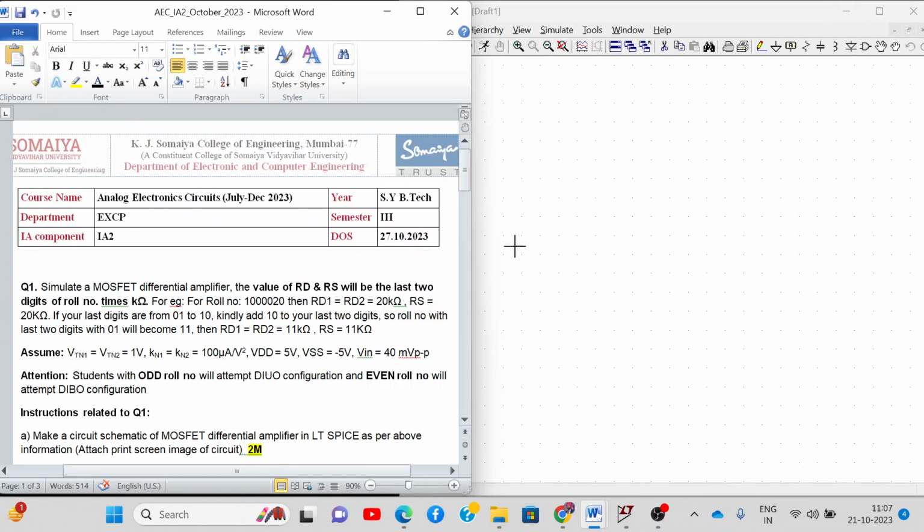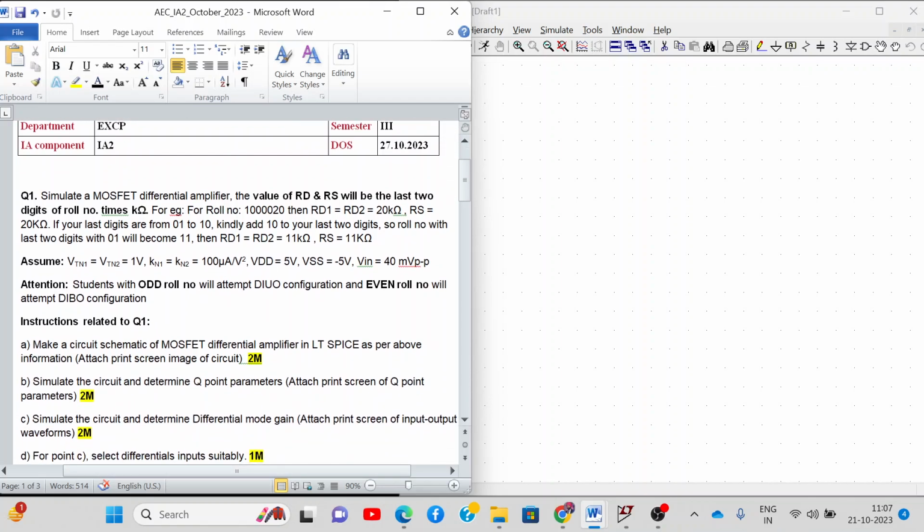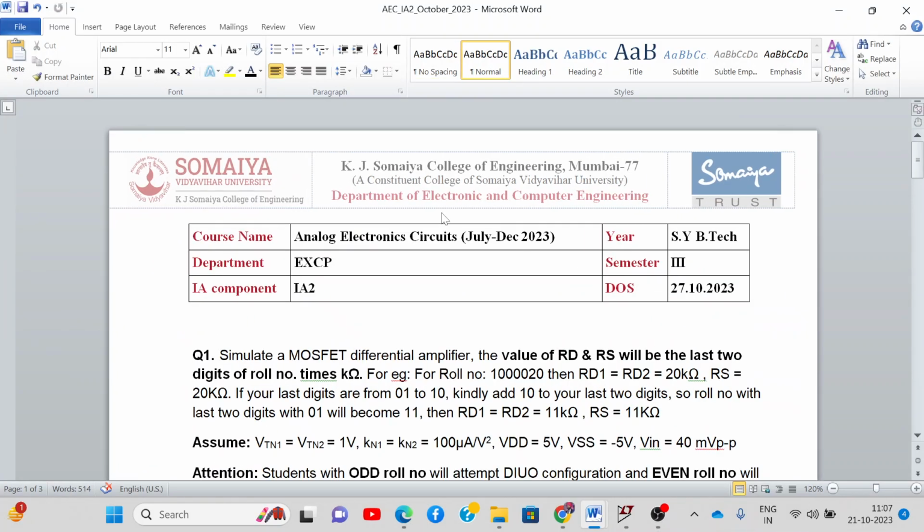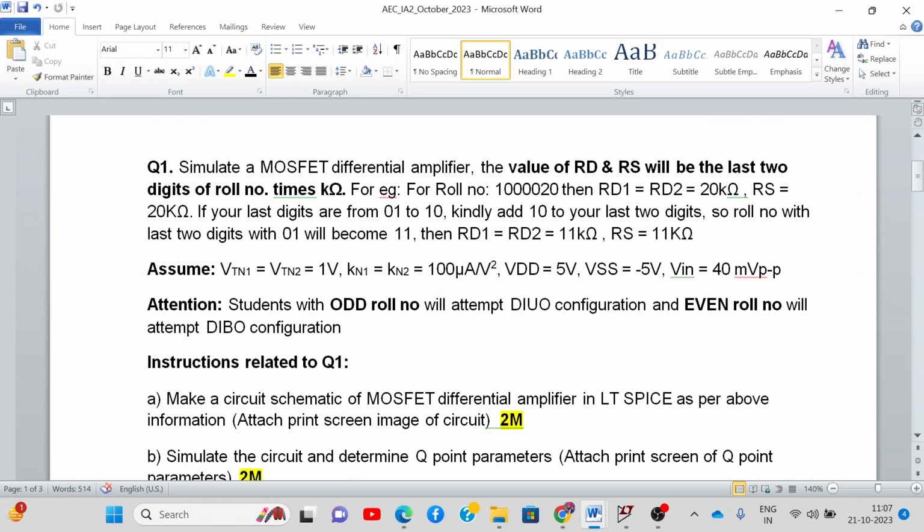Okay, so this is a discussion session on analog electronic circuits internal assessment number 2, that is IA2. So we have a first numerical, that I'll just highlight on the screen, where we have to simulate a MOSFET differential amplifier. In a MOSFET differential amplifier, the values of RD and RS will be the last two digits of your roll number times kilo ohms.